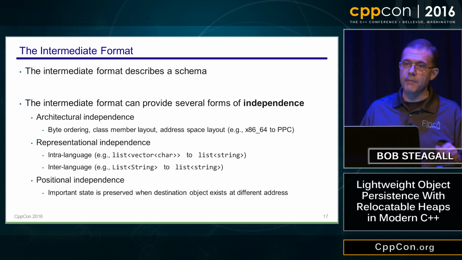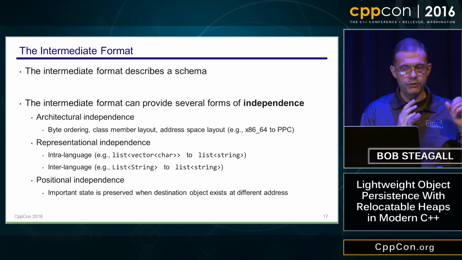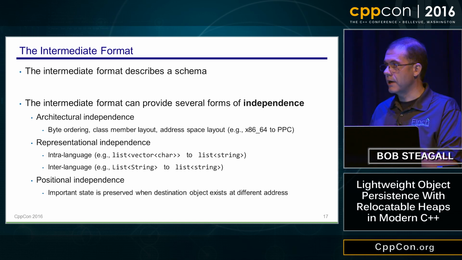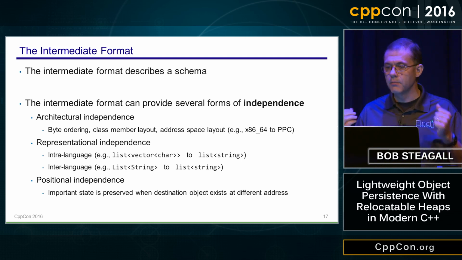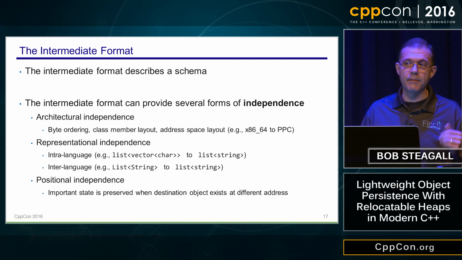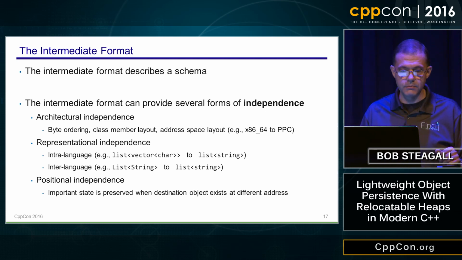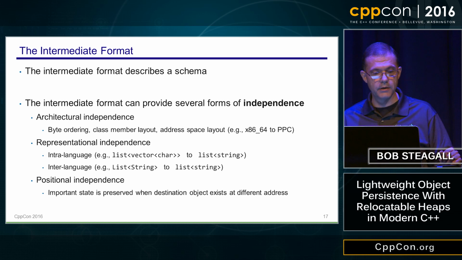For example, I might have a list of vector of char on the source side, which when deserialized on the destination side becomes a list of string. One could argue that those objects are similar enough that we've done the persistence correctly. This is an example of something I think of as being intra-language representational independence. And on the other side of that coin, I might have a list of string in Java, which after wandering through the desert of JSON becomes a list of string in C++. And here I think of this as being inter-language representational independence.